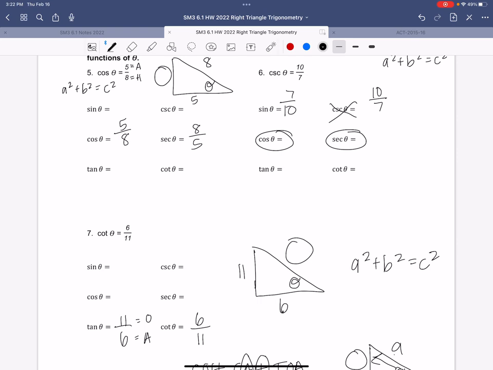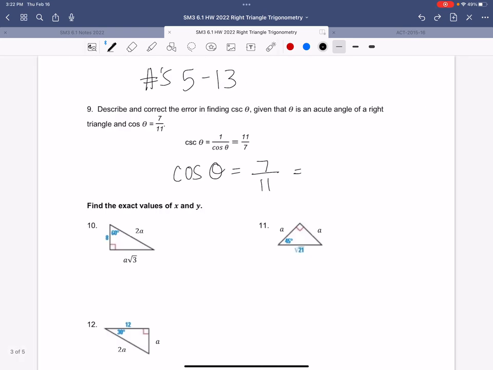So cosecant is not the inverse of cosine. Secant is. So you would say over here that secant is equal to 11 over 7. And explain, just briefly, just say cosecant is not the inverse of cosine. Secant is. So it's just identifying the wrong inverse.